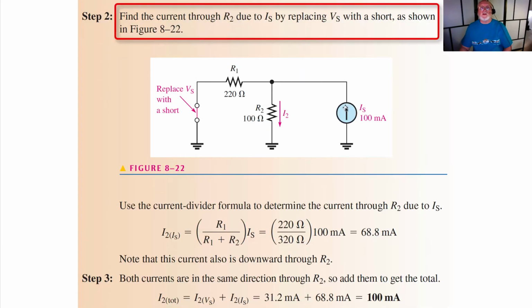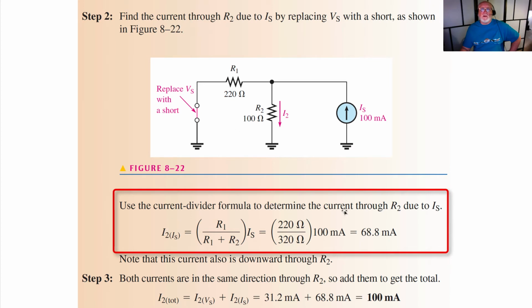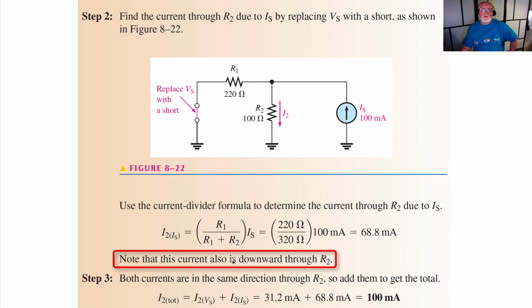So now we put the current source back in and we short the voltage source. In doing so, we use the current divider formula to determine the current through R2 due to IS, that's our current source. So I2 current source is equal to R1 divided by R1 plus R2, times the current source: 220 ohms divided by 320 ohms times 100 milliamps gives us 68.8 milliamps of current I2. Note that the current is again downward.